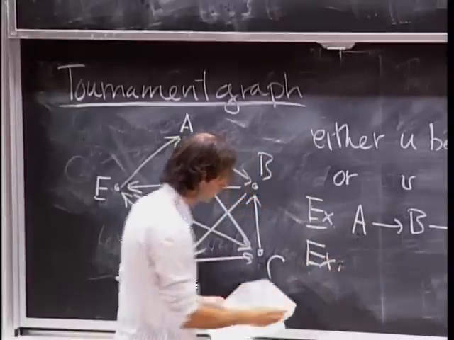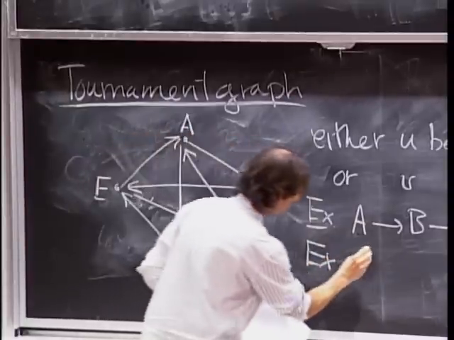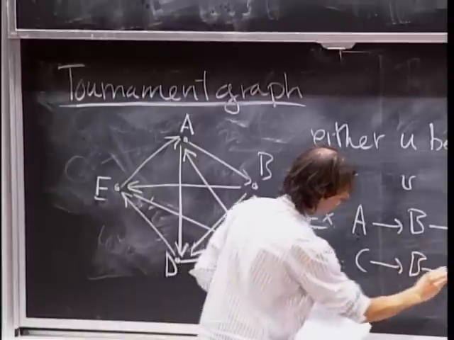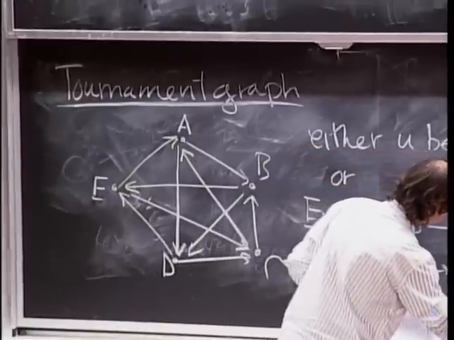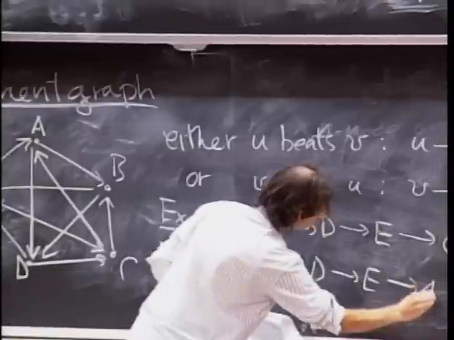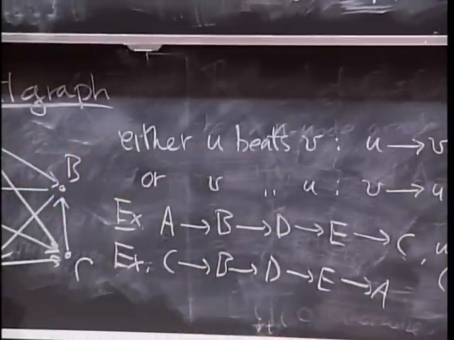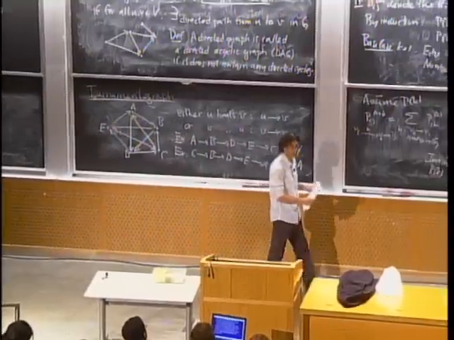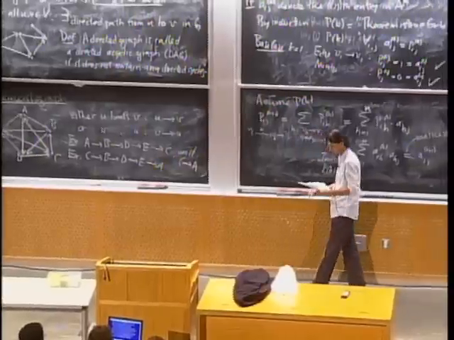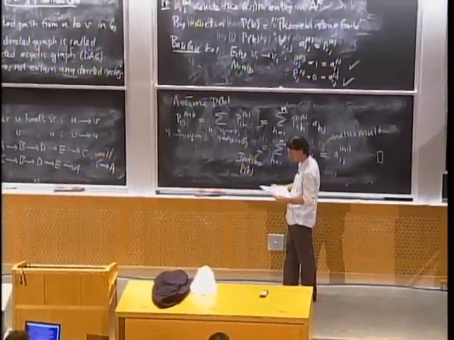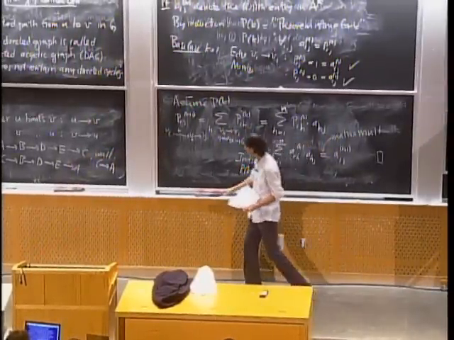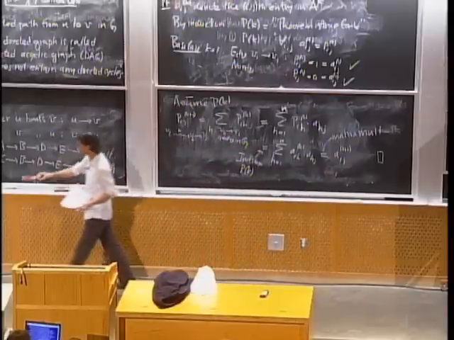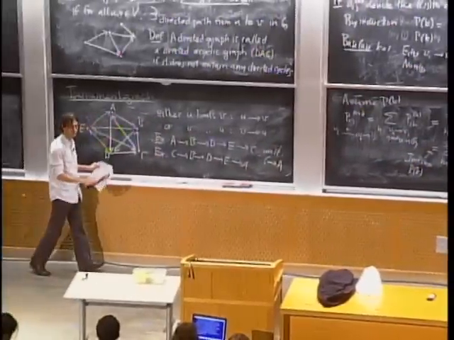But there's many examples here. So let's look at another walk. For example, C can go to B, to D, and then to E, and then to A. So there are many possibilities here. This leads us to a concept, and we call that a directed Hamiltonian path. And we're going to show that in a tournament graph, you can always find such a directed Hamiltonian path.